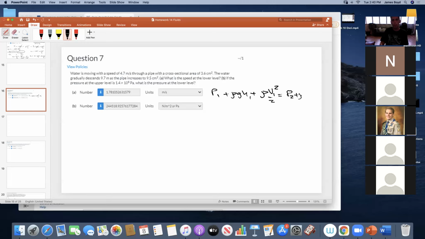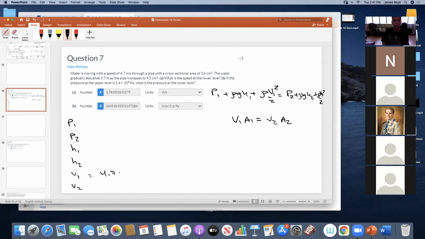You just write this, and then you have to figure out what is H1, what is H2, what is V1, what is V2, and what are P1 and P2. So here, P1, P2, H1, H2, V1, V2, and you have V1 A1 is V2 A2. So if there's a change in diameter of the pipe, you're going to get a difference in velocity. If the pipe doesn't change in diameter, then those terms go away that have the velocity because they cancel on both sides. So we're told that water has a speed of 4.7 meters.